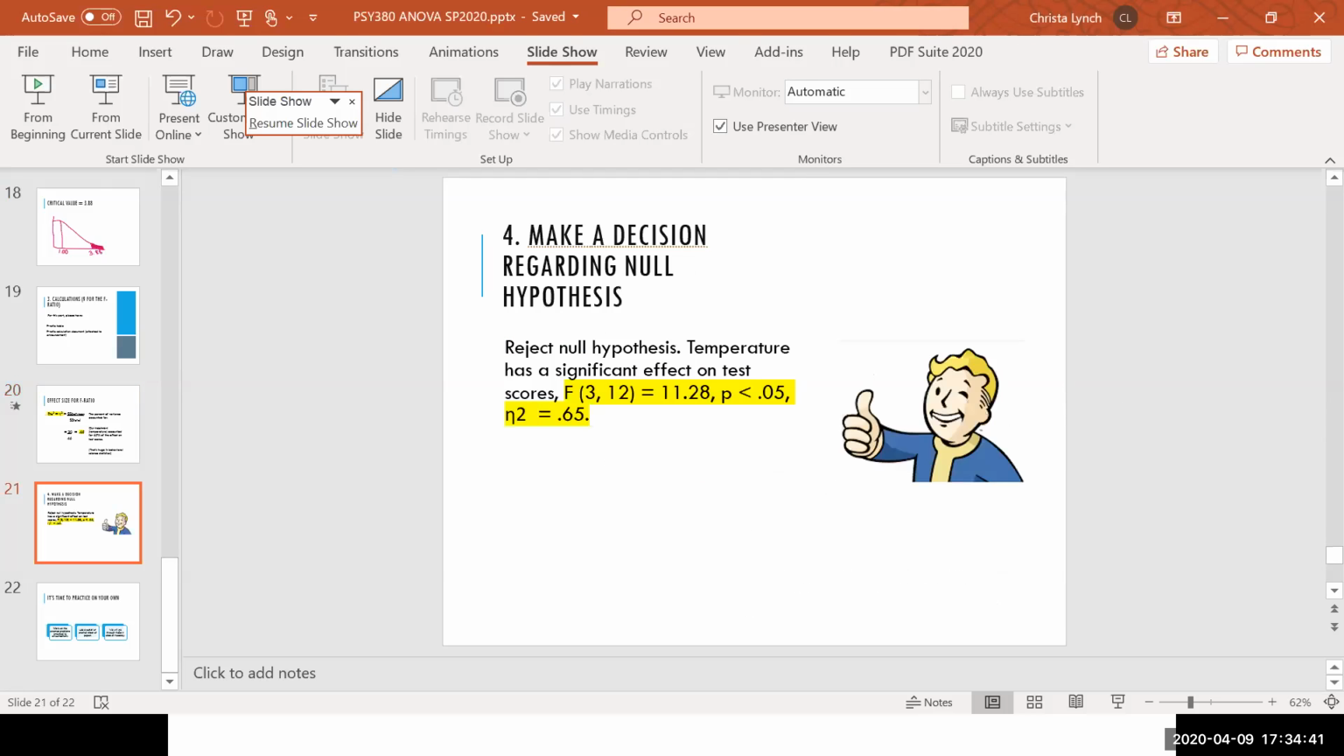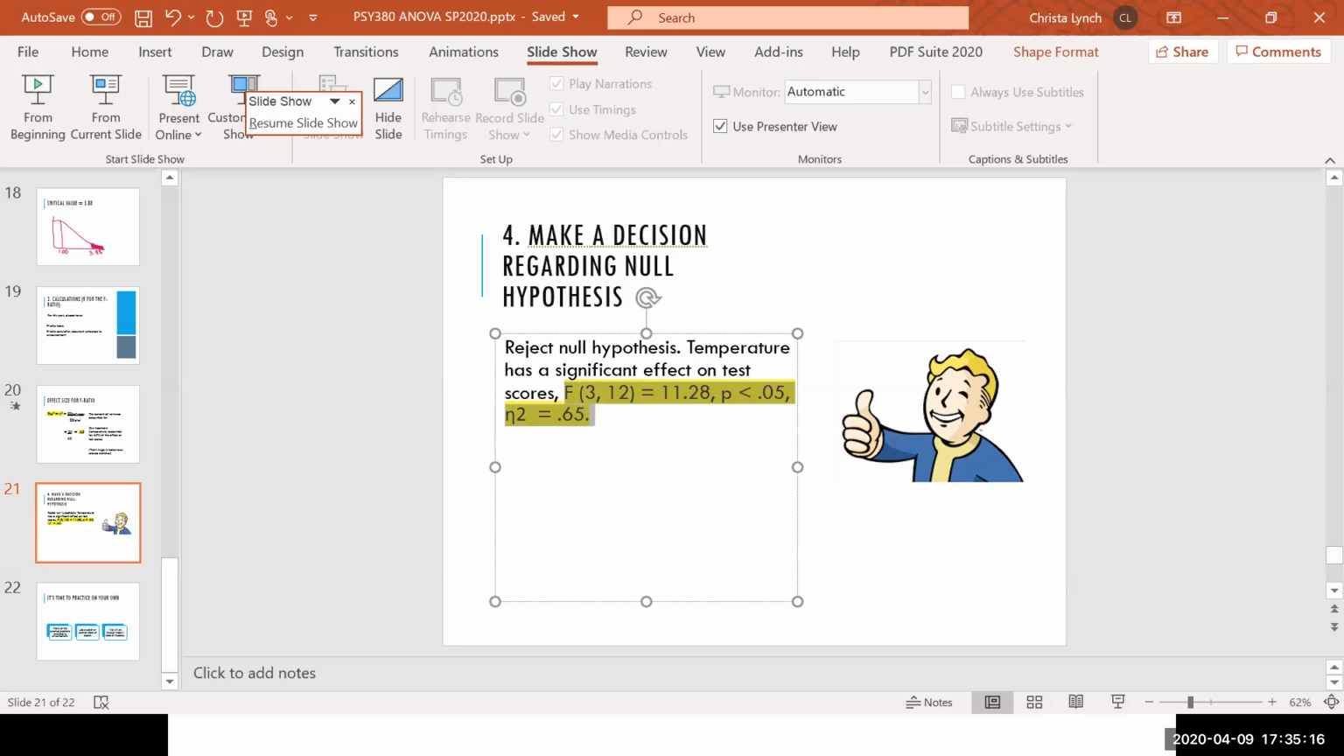So what is our decision? We're going to reject the null hypothesis because 11.28 falls well to the right of 1. It's much larger than 1. We're going to say that the temperature has a significant effect on test scores, and here's how we write out those statistical values. So our F ratio equals 11.28. But notice, kind of like the t-test, we have to write in the degrees of freedom.